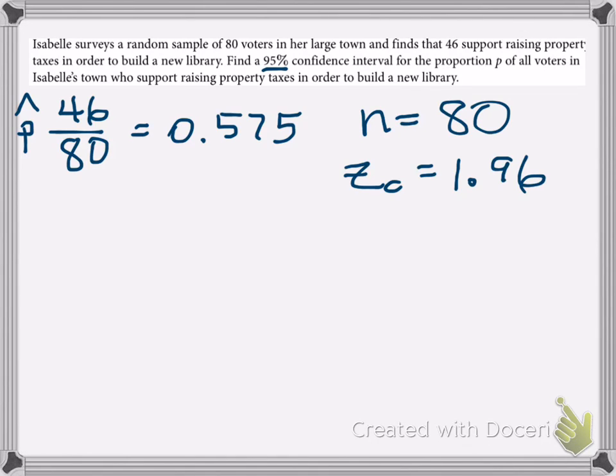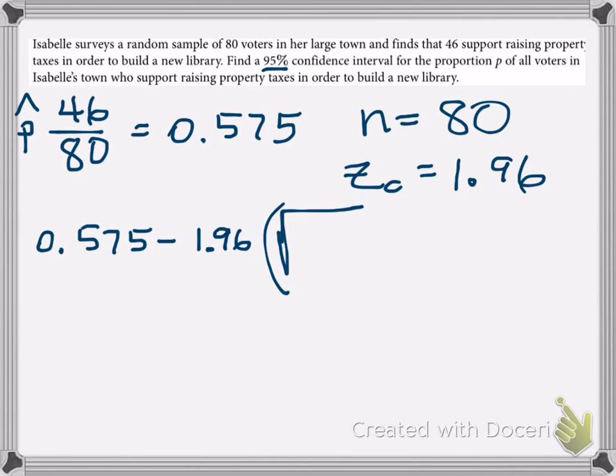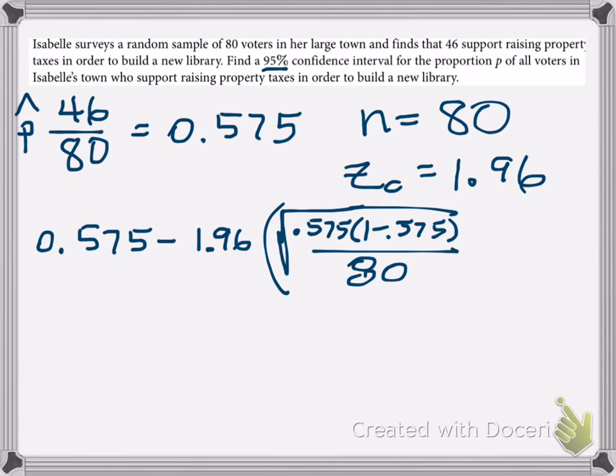So p hat is 0.575 minus 1.96 times the full square root of 0.575 times 1 minus 0.575. Now you could do that ahead of time and figure this out, divided by n, which is 80. Okay. Then that's going to give your lower interval.